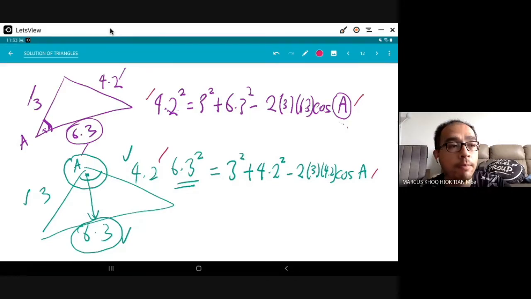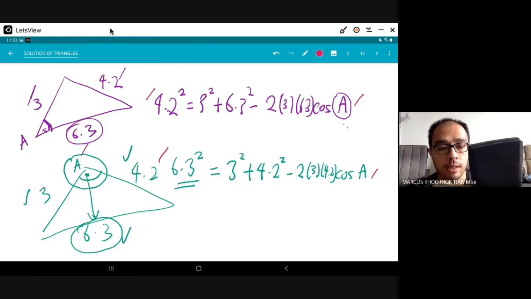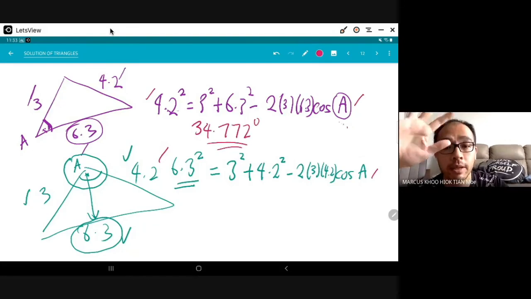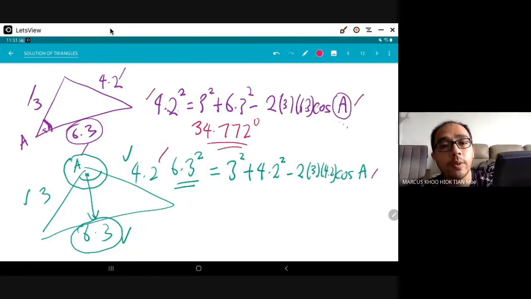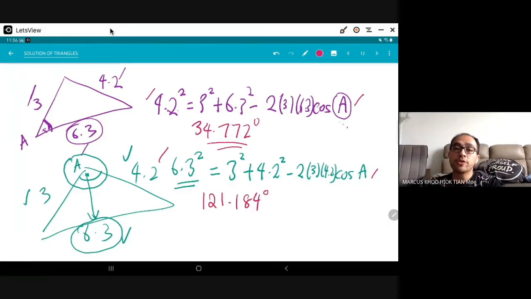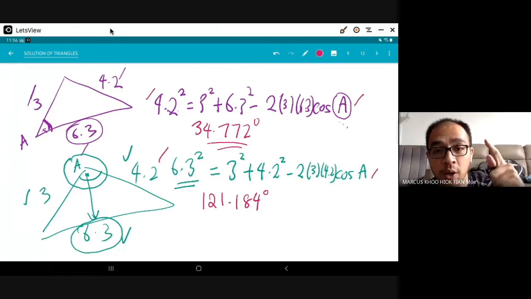Purple, my answer I got 34.772 degrees. But okay, about the same. Try the green one, please. Or somebody tell me the answer for the green. Green color, 121.184 degrees.